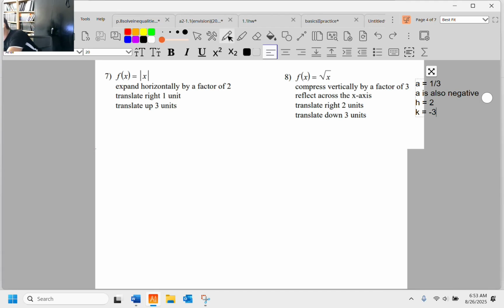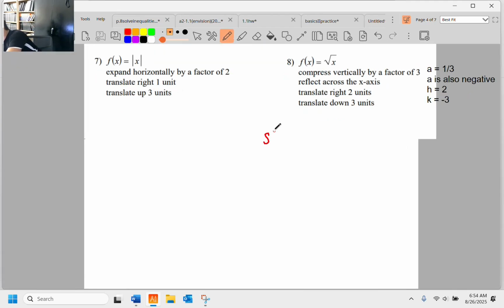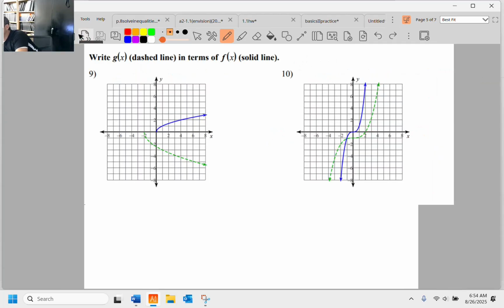That's really how hard this is. We'll call it g of x. So we have a negative 1/3 out front, square root, no mention of b in that text, x minus 2, because that would be right 2, and then take away 3 at the end. Easy peasy, lemon squeezy.